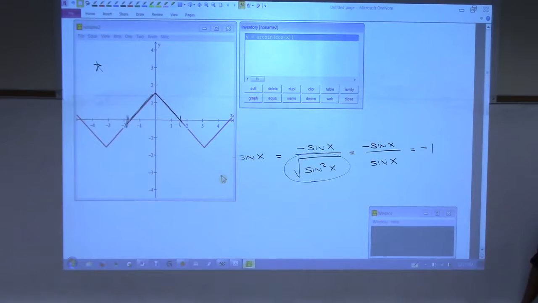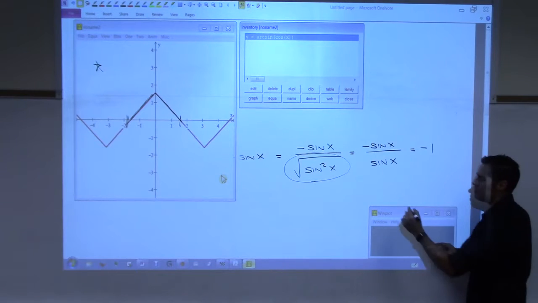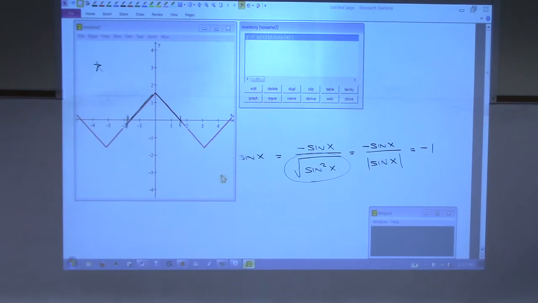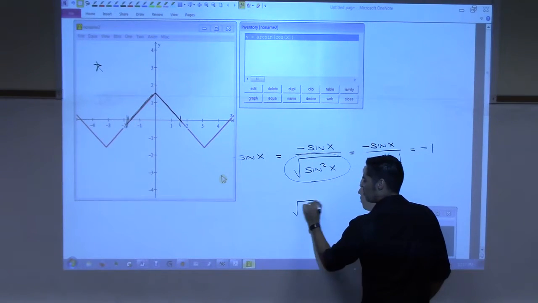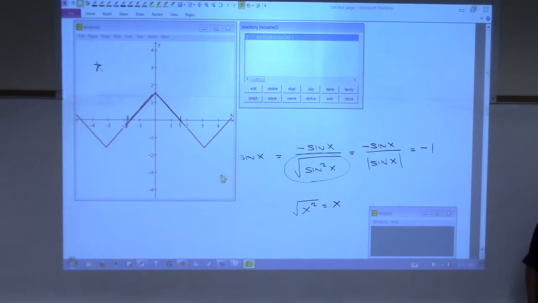The reason that's happening is because that is actually not just sine x. It is the absolute value of sine x. And that's something that gets overlooked a lot. When you say the square root of x squared is equal to x, that is true so long as x was positive. If x was negative, it's not that.